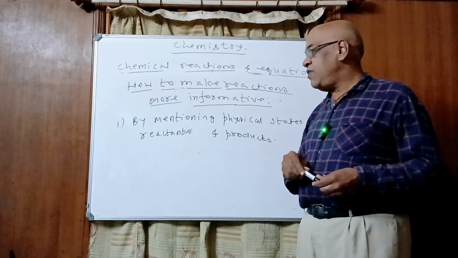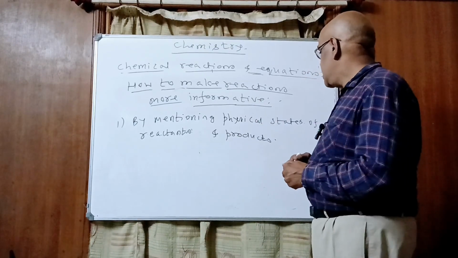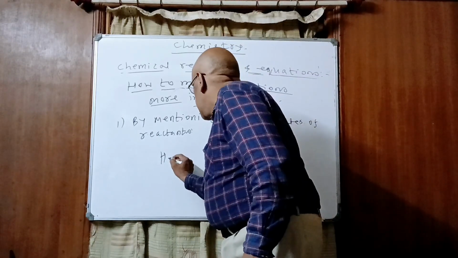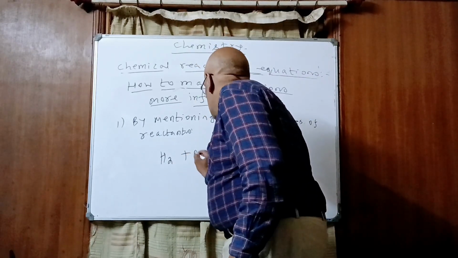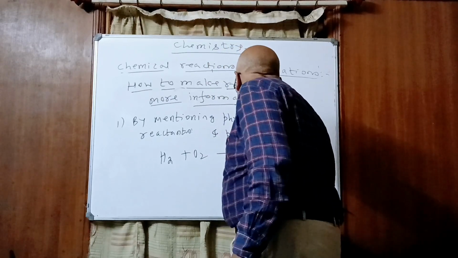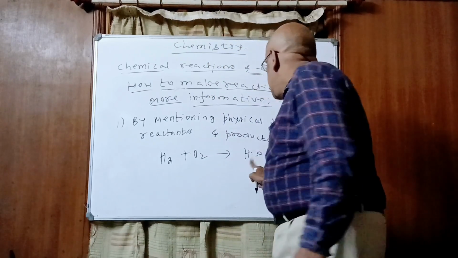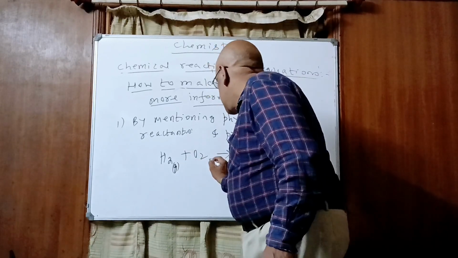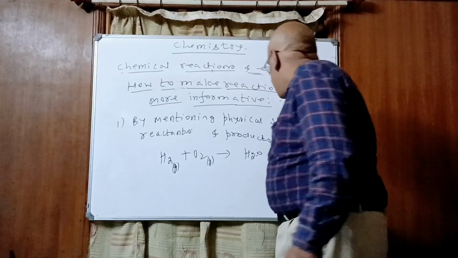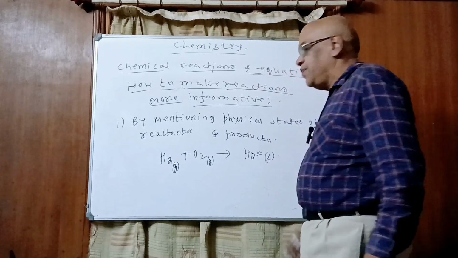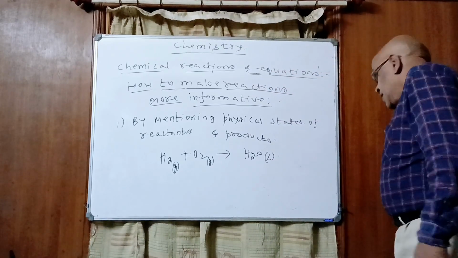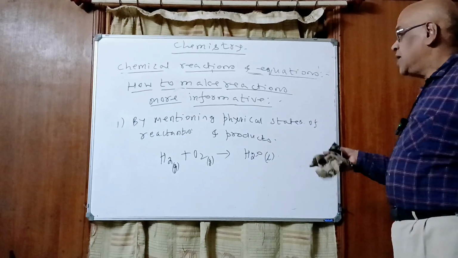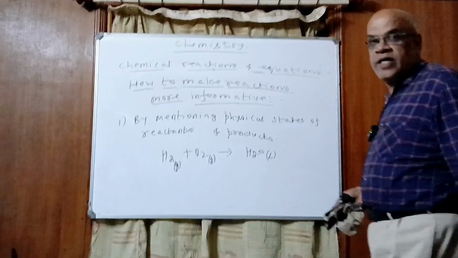We'll take the example of the first one, by mentioning physical states of reactants and products. Now take H2, children. H2 plus O2. What do we get? H2O. What is the physical state of hydrogen? Gas. What is the physical state of oxygen? Gas. What is the physical state of water? Liquid. Finished. So this is an example of the first point, where the physical state of reactants and products are mentioned.